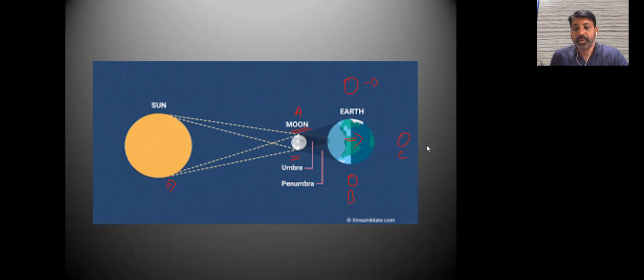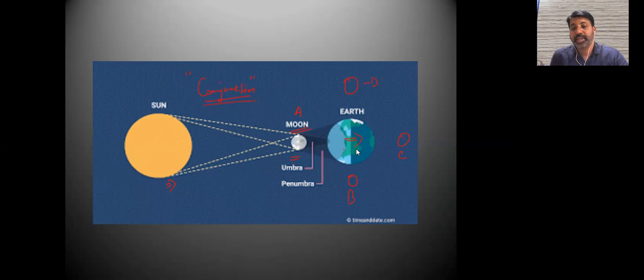Suppose in position C, what happened? Earth is in the middle, and the Moon and the Sun are on opposite sides. It is clear. So position A is called conjunction. You just note down position A. That means if the Earth is on one side, and the other two celestial bodies, the Moon and the Sun, are on another side, then it is called conjunction. Both of them are on the same side.